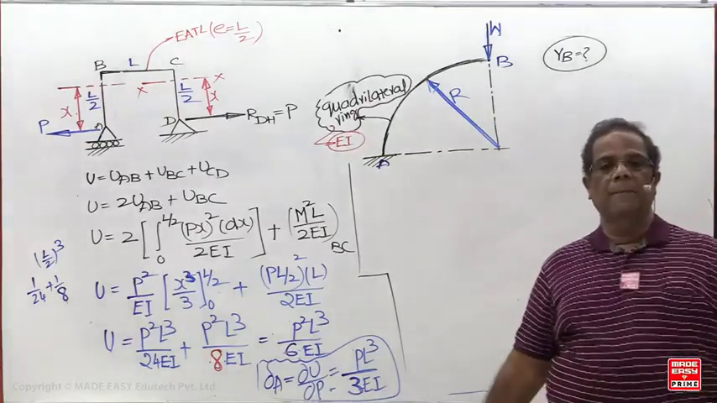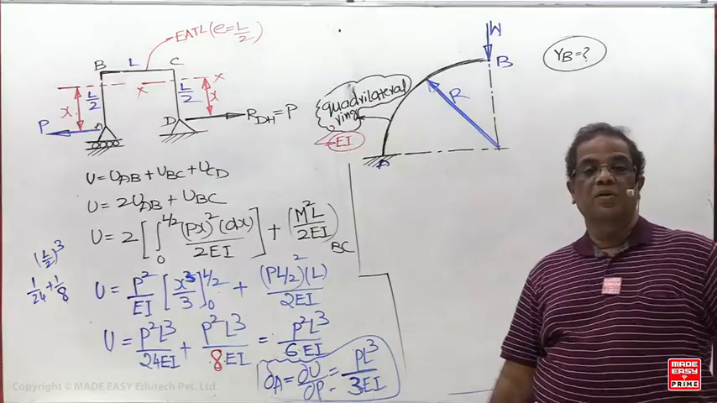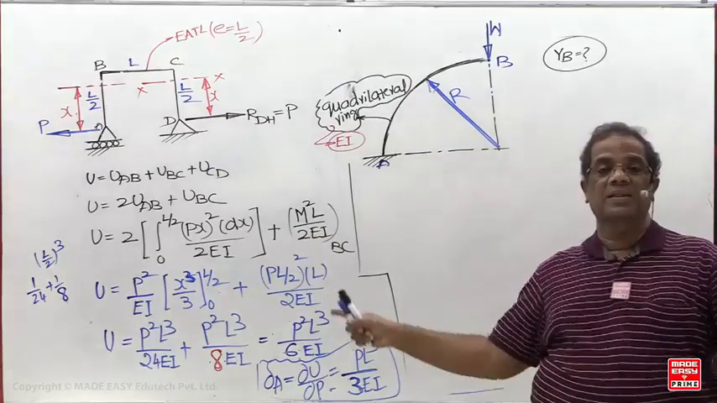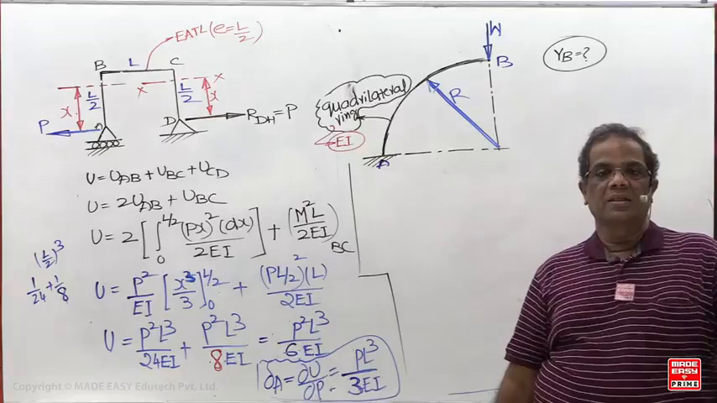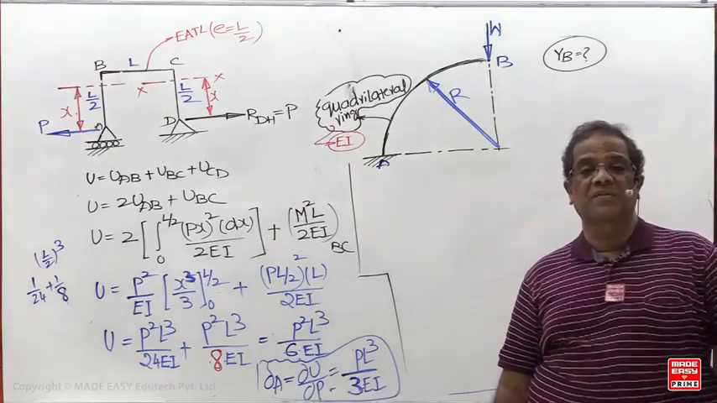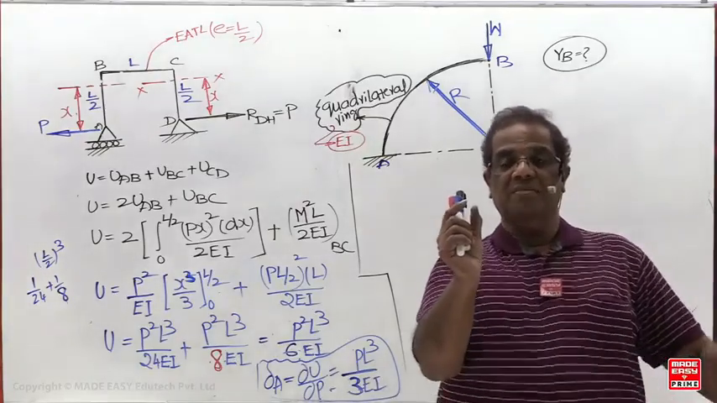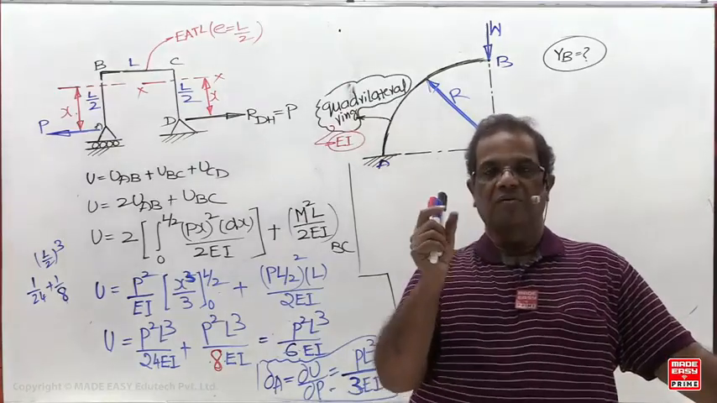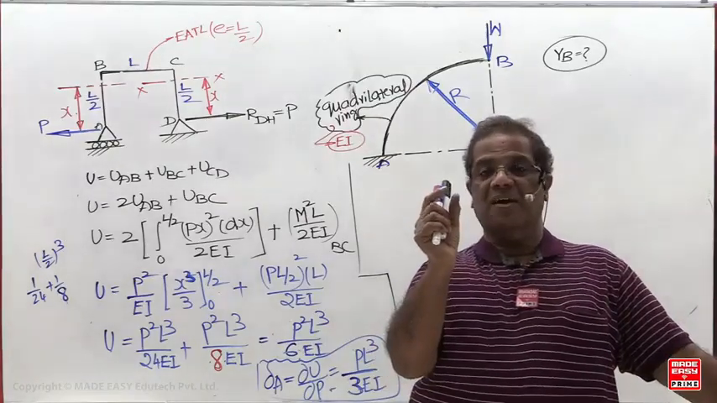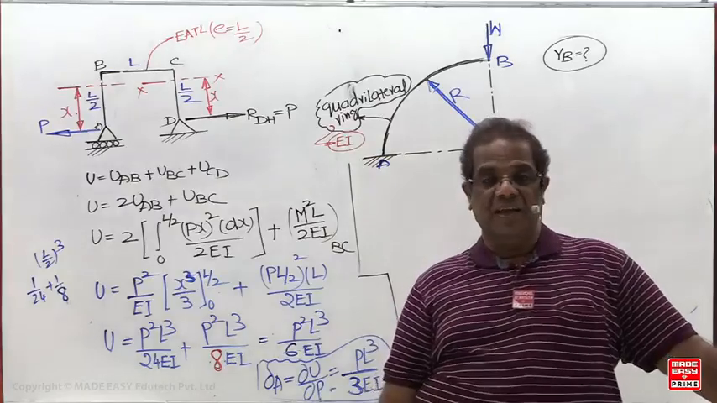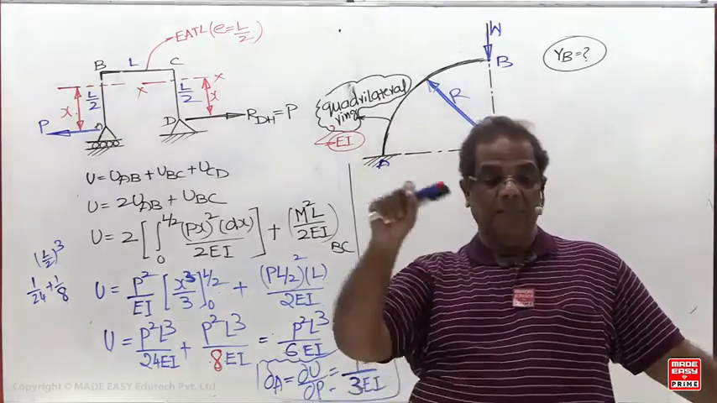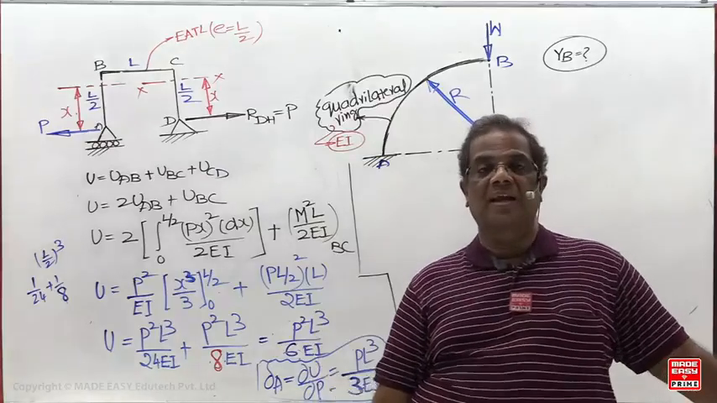So what do you have to do now? So far you have taken the strain energy of straight members, but this is a curved member. How did we get the strain energy of a straight member? We considered a small strip of length dx, then you did the integration. Here also, consider a small elemental ring.